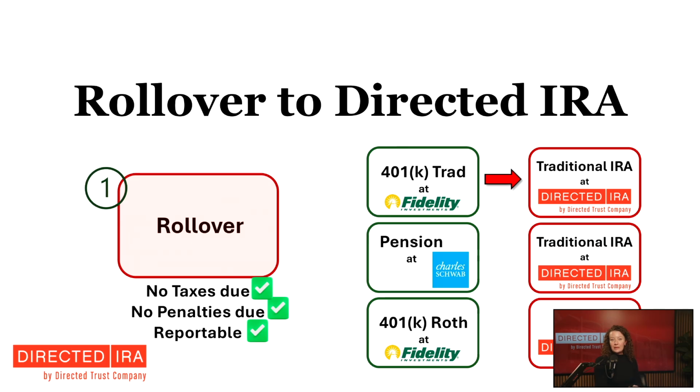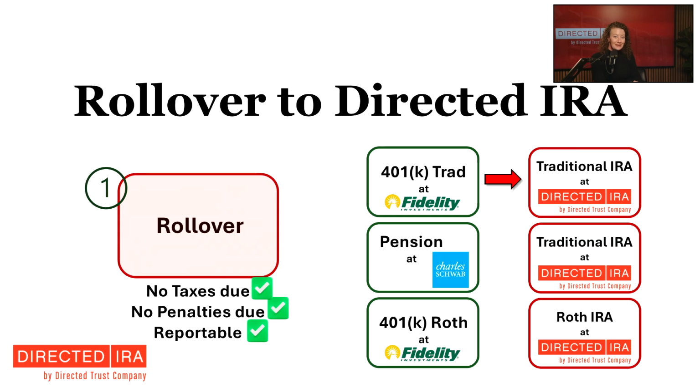And that's simply because it's reportable. Now, just because it's reportable, it doesn't mean it impacts the tax treatment. So just like with moving between different accounts, as we talked about before, no taxes, no penalties, it just is reportable. All that means is Fidelity is going to issue a 1099-R and Directed IRA is going to issue a 5498. It's just letting you know that money moved, and it's letting the IRS know that money moved. That's all there is to it.